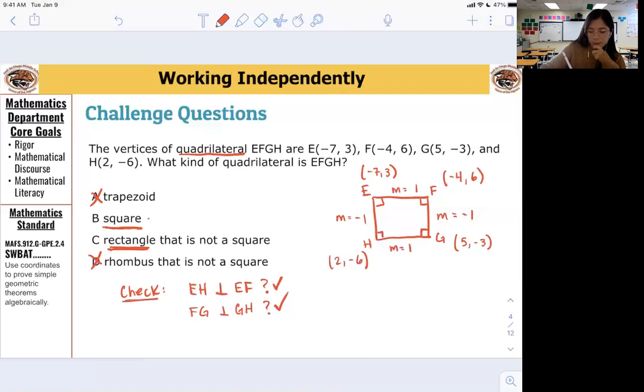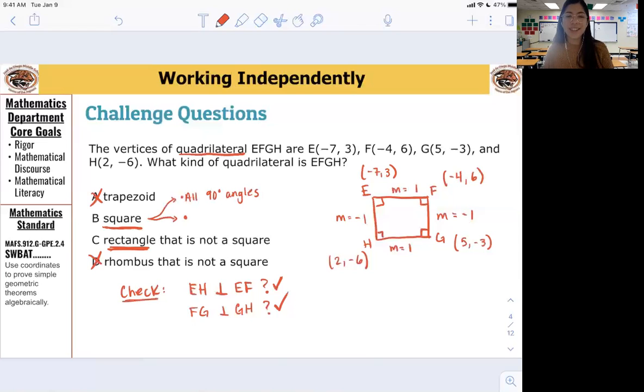Because so far, the only thing we've confirmed is that it has all 90-degree angles. But there's one more thing that makes a square that we can check using slopes.